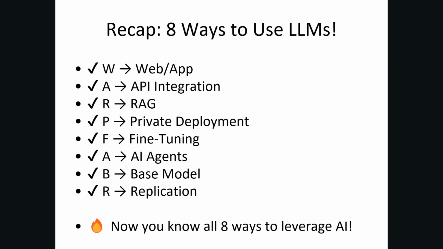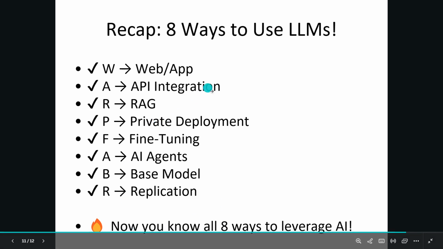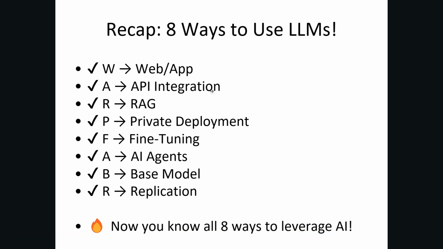Here is a quick recap of what we have learned. First, web or app, which means integrating or embedding the AI models into websites and apps to make them interactive. API integration: instead of building everything from scratch, developers can use AI through APIs like OpenAI and GitHub Copilot. Then RAG, retrieval augmented generation. AI models don't store updated facts, so it helps to fetch real-time information.